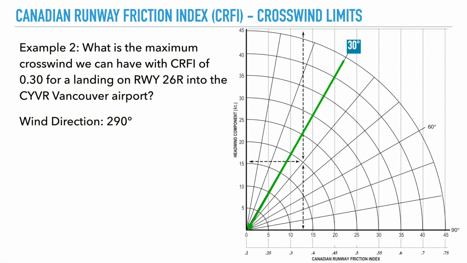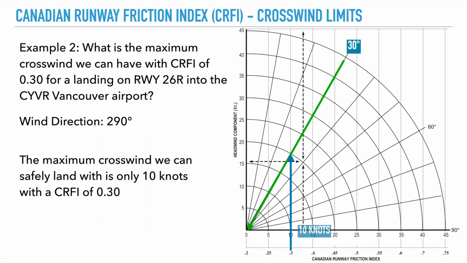And now, because we have a reported CRFI of 0.30, we want to enter the chart from 0.30 and draw the line on top. And now we can see that the maximum crosswind we can safely land with is only 10 knots. So that's the number right above the 0.30 on the chart. It says 10. It's kind of covered by the line. And why do we do this? Because sometimes it's good to know what's the maximum crosswind we can handle based on the CRFI that's expected.